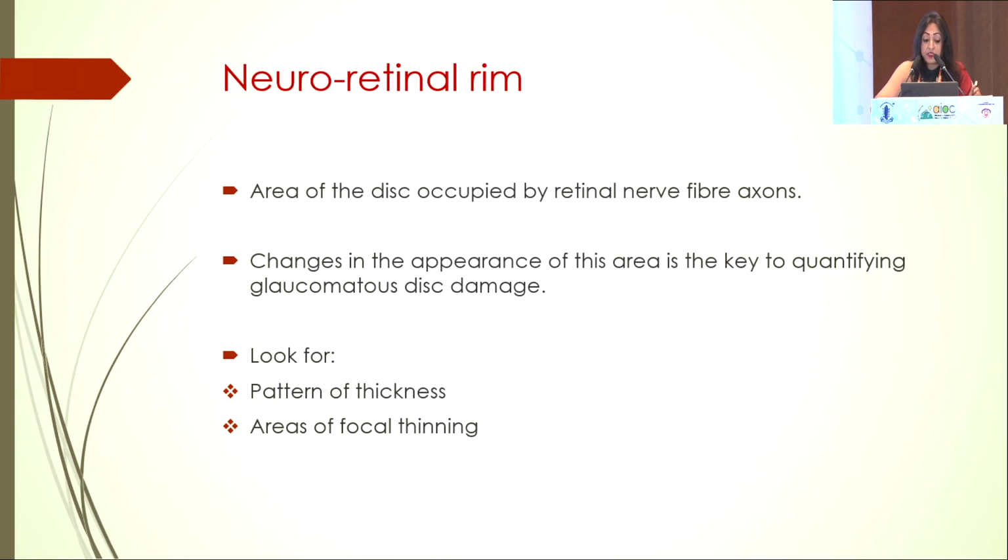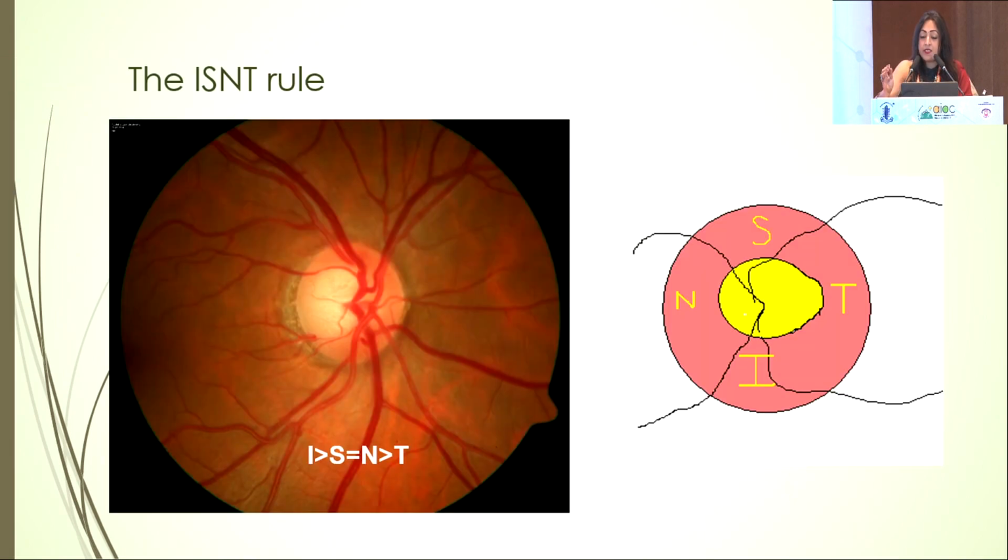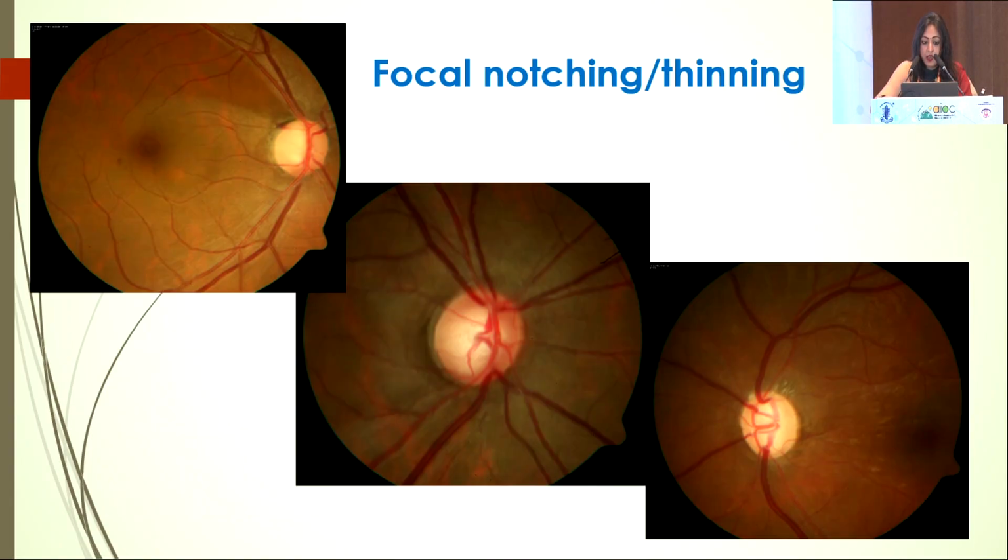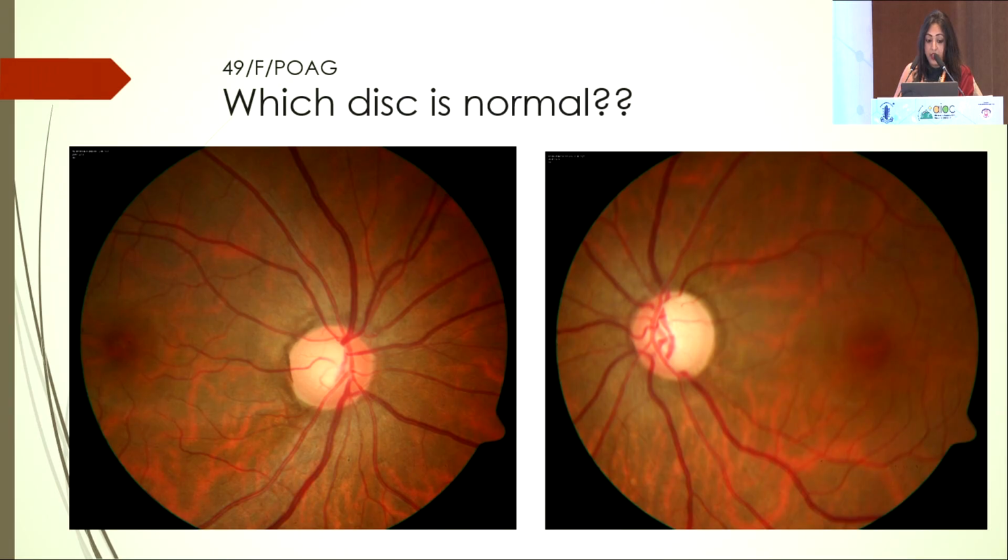Coming to the neuroretinal rim, it's nothing but the area which is actually occupied by the retinal nerve fiber axons. So it's important for you to look for two things. First is the pattern of the thickness and any area of focal thinness. This is the ISNT rule, which says that inferior rim is more than superior, more than nasal, and then temporal. So we may have focal notching or thinning, which is present in all these three discs, okay?